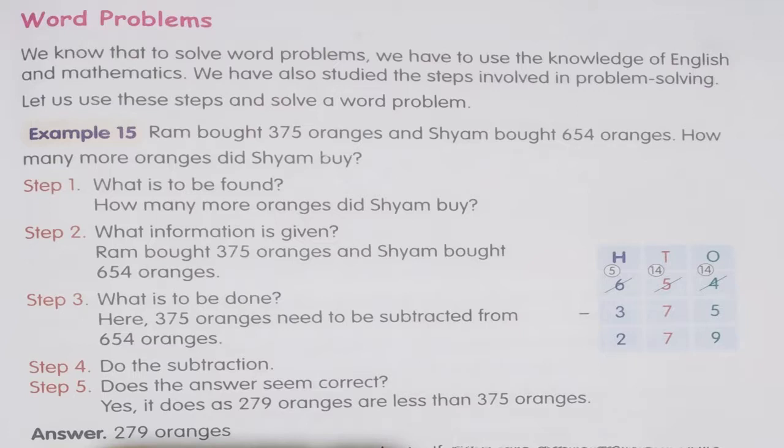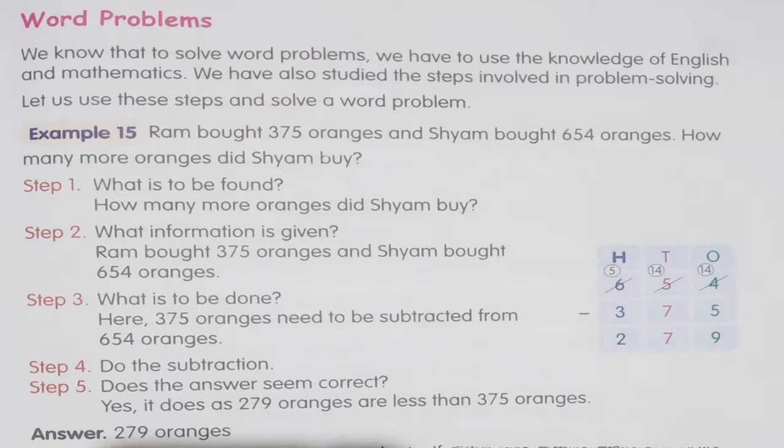अब क्वेश्चन है कि राम ने 375 ऑरेंज खरीदे और श्याम जो है वो 654 ऑरेंज खरीद कर लाया. अब श्याम ने कितने ज्यादा ऑरेंजेस जो है वो राम से खरीदे. तो वी सॉल्व दिस स्टेप बाय स्टेप. स्टेप 1, व्हाट इज टू बी फाउंड. सबसे पहले हमें क्या पता करना है. हाउ मेनी ऑरेंजेस डिड श्याम बाय. मतलब श्याम ने कितने ऑरेंजेस ज्यादा खरीदे.